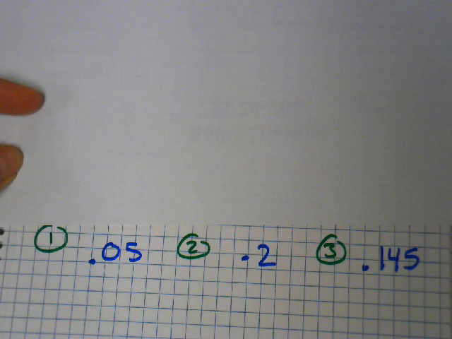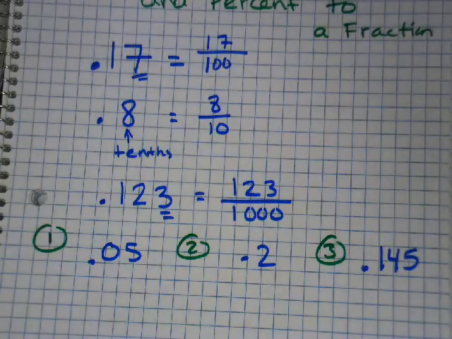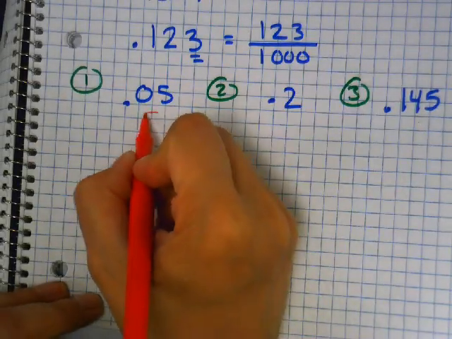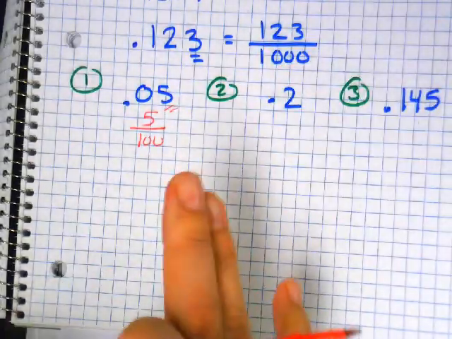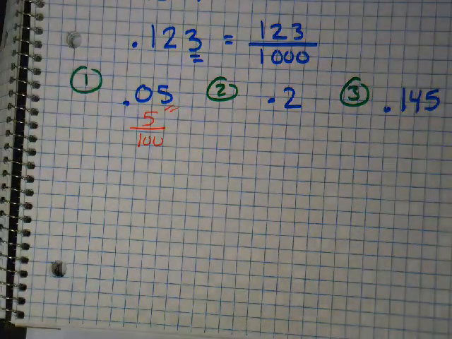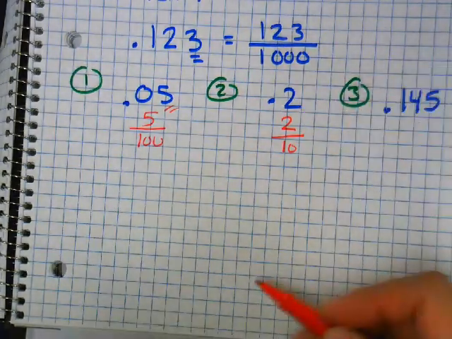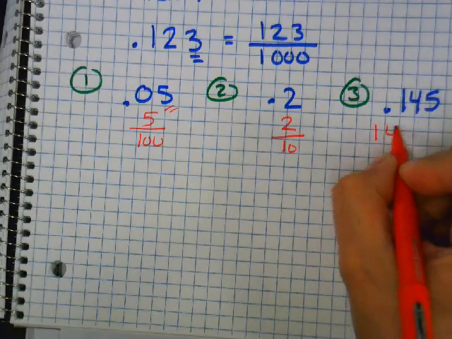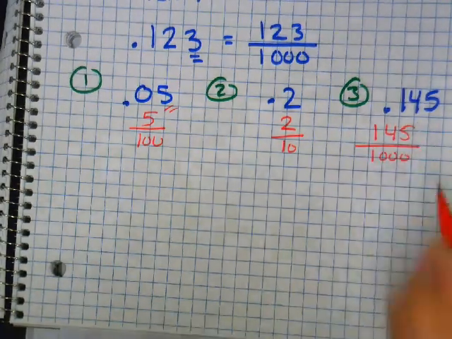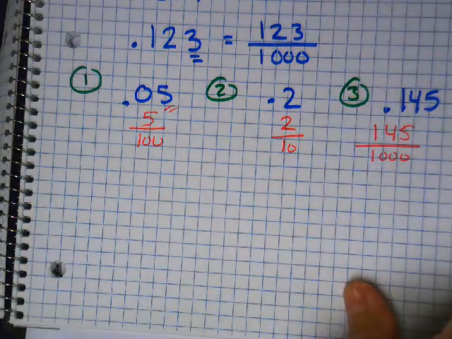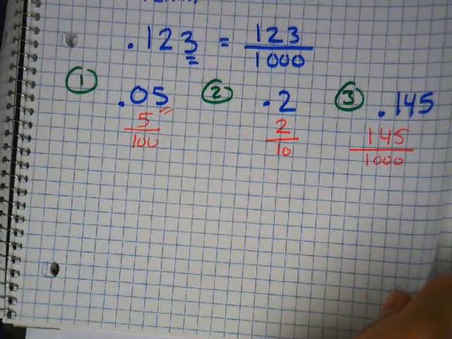Okay, before I get up there, what's the first one? 5 over 100. No, it's 5 over 100. So your job is to write it down before I do. 5 over 100, because the 5 is in the hundredths place. Number 2? 2 over 10, because it's in the tenths place. And then? 145 over 1,000. Easy? Hopefully. All right. Now we're going to do percent to fraction.